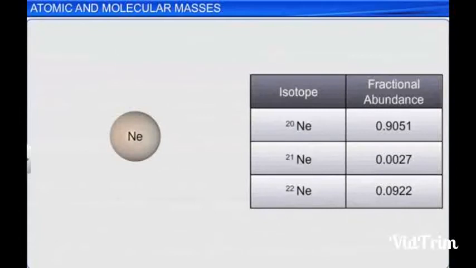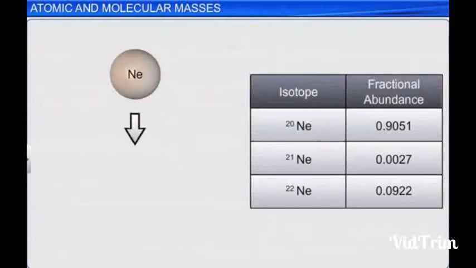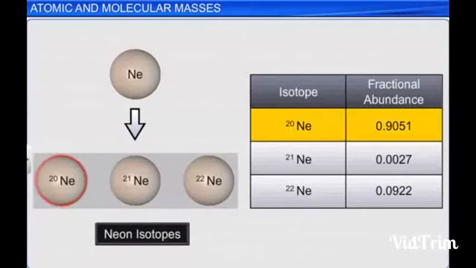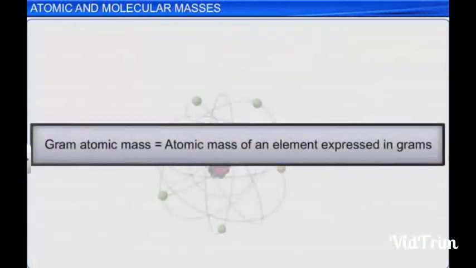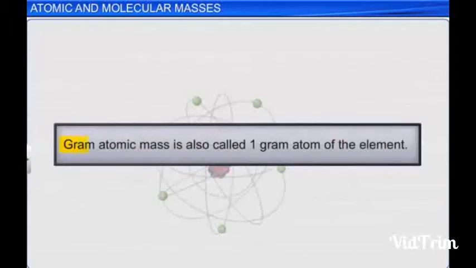For example, neon consists of 3 isotopes: neon 20, neon 21 and neon 22, which have mass numbers and fractional abundances as shown in the table. The average atomic mass of neon will be calculated as 20.179 U. When the atomic mass of an element is expressed in grams, it is called gram atomic mass. Gram atomic mass is also called 1 gram atom of the element.